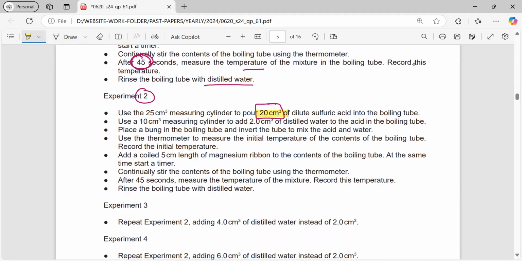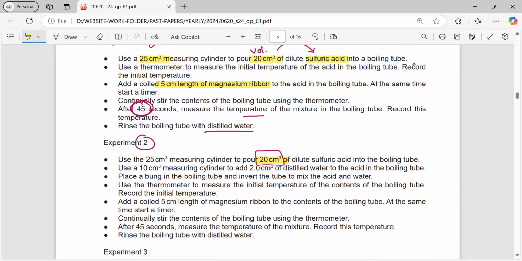We took the same amount of sulfuric acid, but this time we use a 10 centimeter cube measuring cylinder to add 2 centimeter cube of distilled water, to make it dilute. Rest of the thing is the same, we added 5 centimeter length of magnesium and everything. We record the initial temperature and the final temperature. The difference in this experiment from the first one is that the student adds 2 centimeter cube of distilled water.